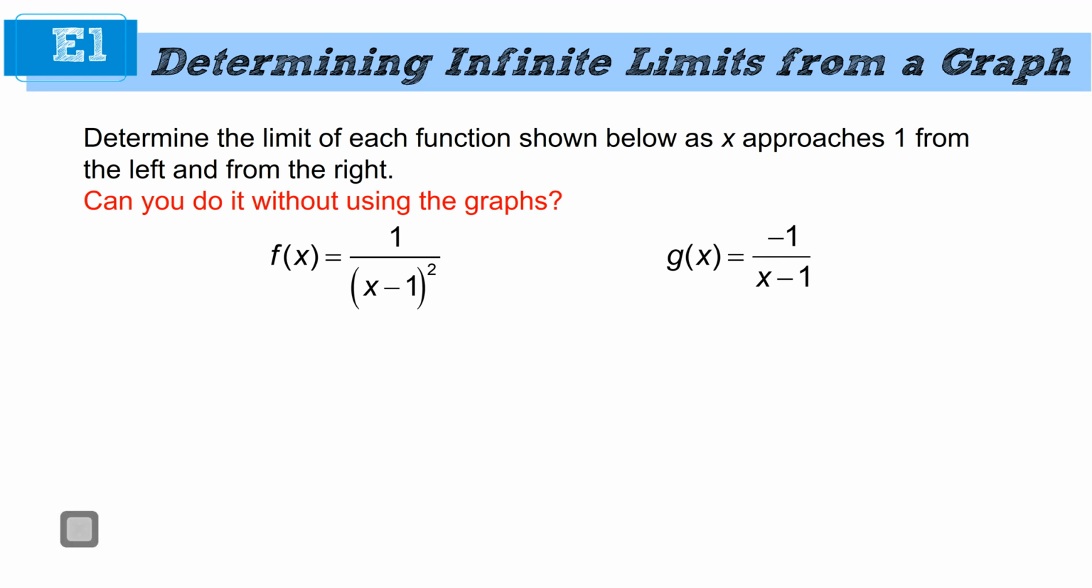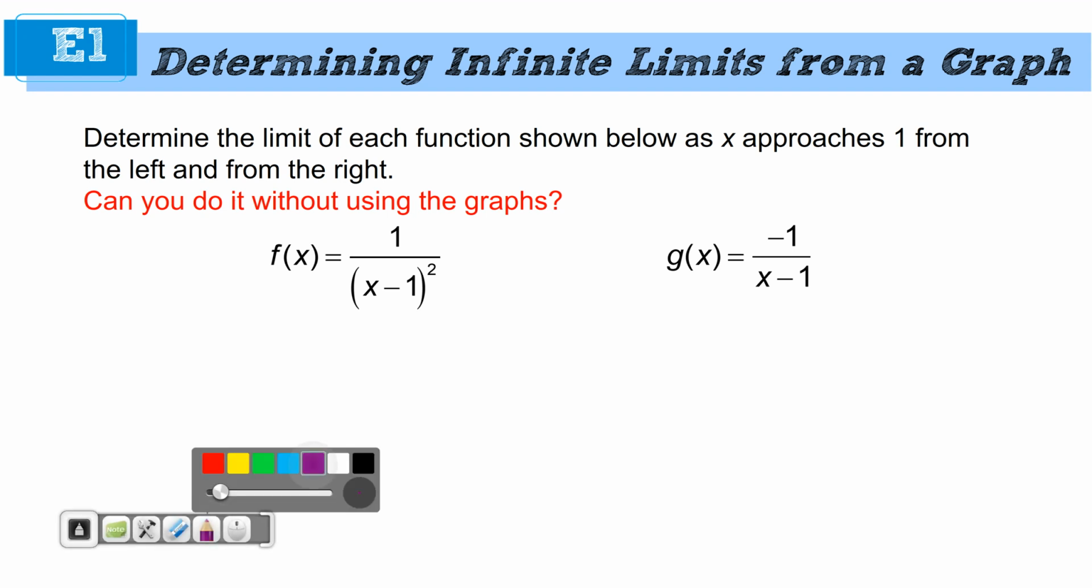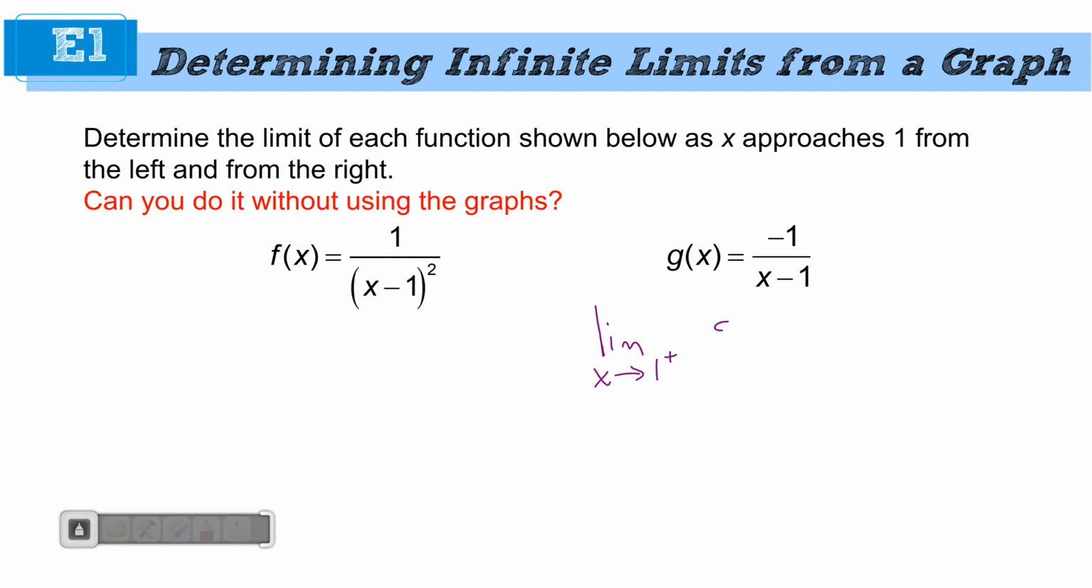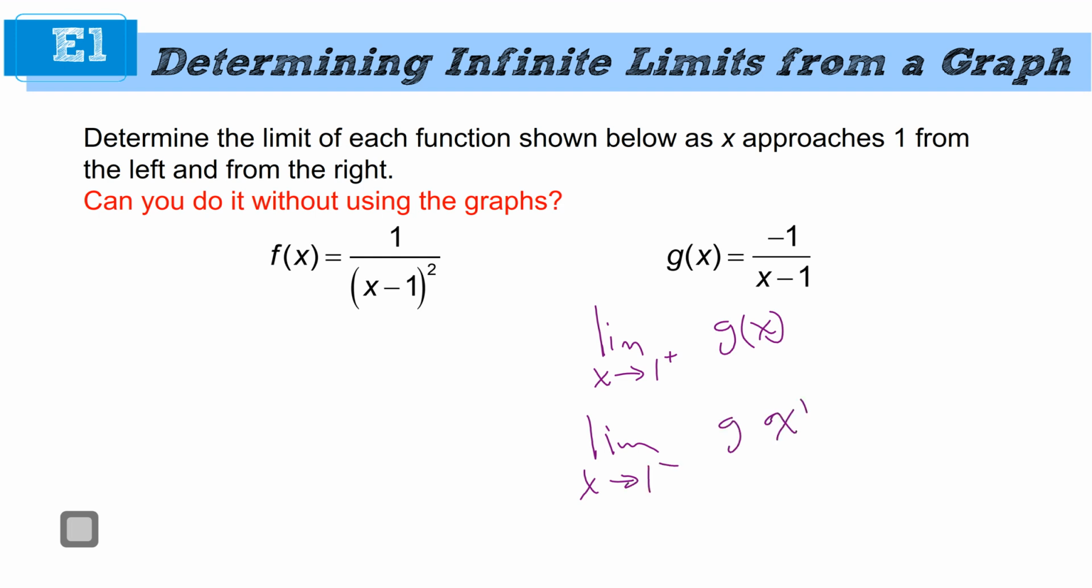Ashley, where's the asymptote? 1. Beautiful. What is the limit as x approaches 1 from the positive of g of x? What is the limit as x approaches 1 from the negative of g of x? What is the limit as x approaches 1 of g of x?